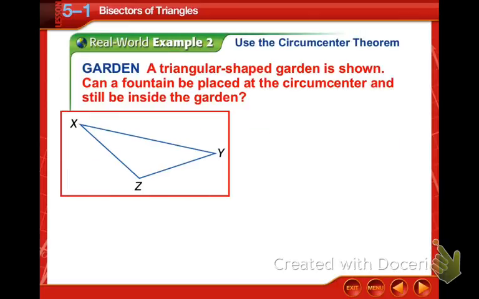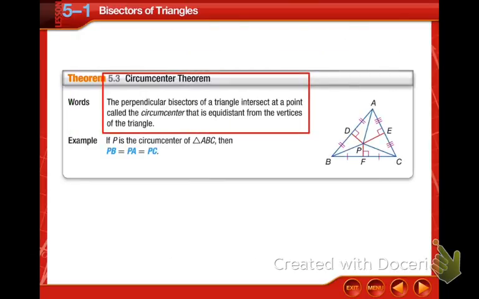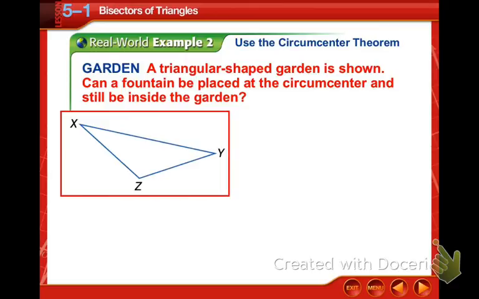So, actually, before I move on, I forgot one other thing. There's also another thing that happens here. So there's a lot of congruence here because they are perpendicular bisectors. All the sides are being split in half exactly. Also, the lines coming from the circumcenter, P, to the vertices are congruent. That's what that equidistant part means. So PC is congruent to PA and PB. And that's what it's saying in the example there. PB is equal to PA, which is equal to PC. So now our example here, a triangular shaped garden is shown.